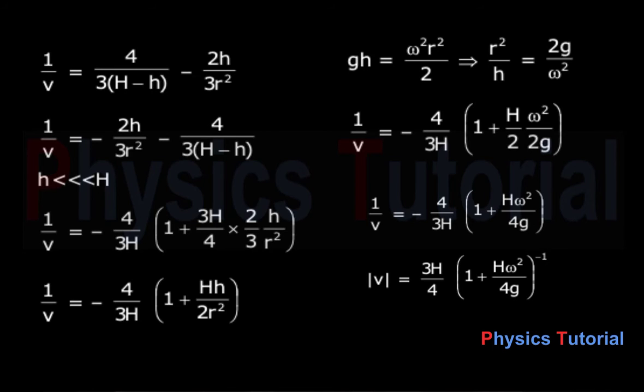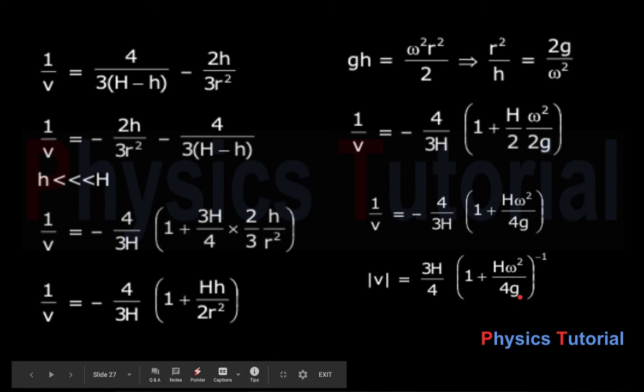Yes, D option is there, because this is 4g, and C option there is 2g. So D option is correct.